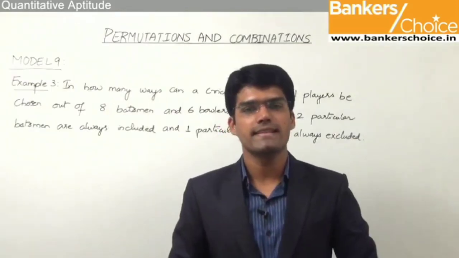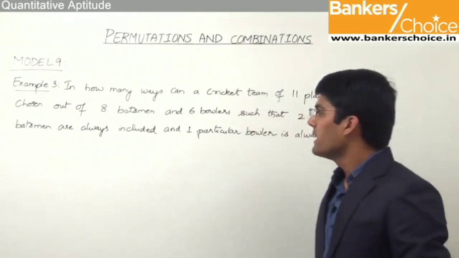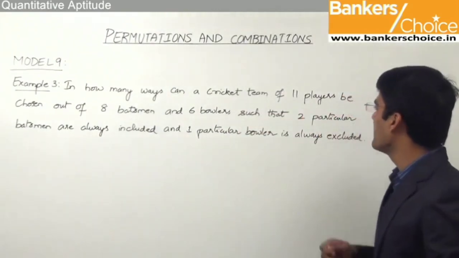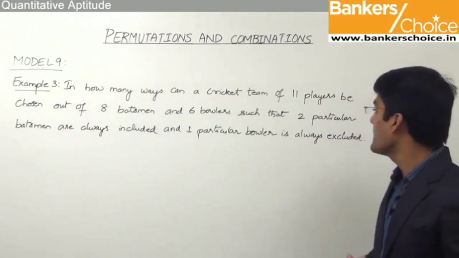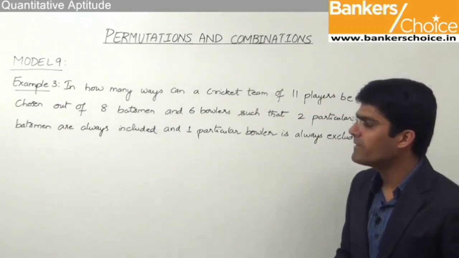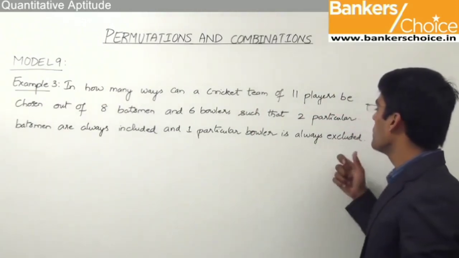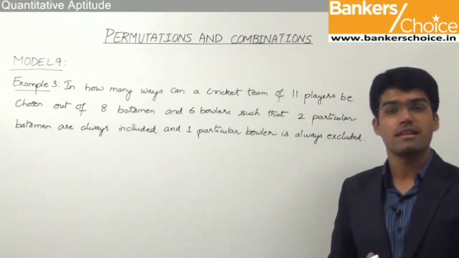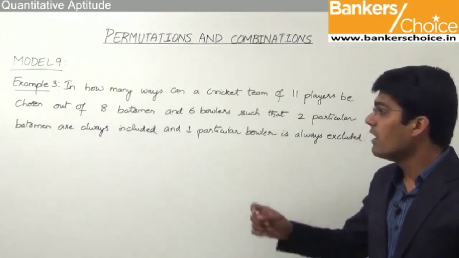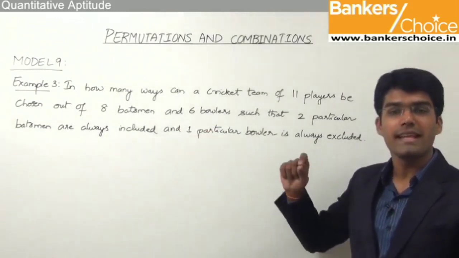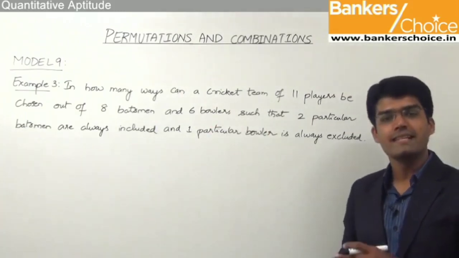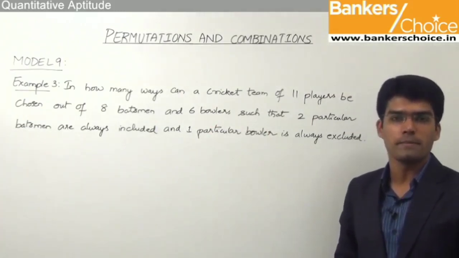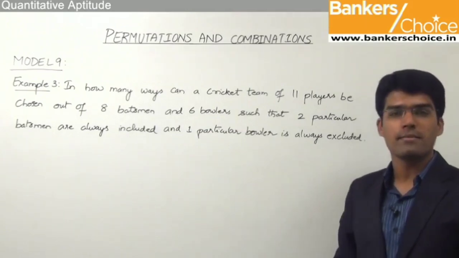Let us now look at the next example from model 9. In how many ways can a cricket team of 11 players be chosen out of 8 batsmen and 6 bowlers, such that 2 particular batsmen are always included and 1 particular bowler is always excluded? Now this is a completely different question, which says 2 of the batsmen out of total 8 are always there in the team, and 1 of the bowlers out of the 6 bowlers is never included in the team. Let's see how to solve these type of questions.